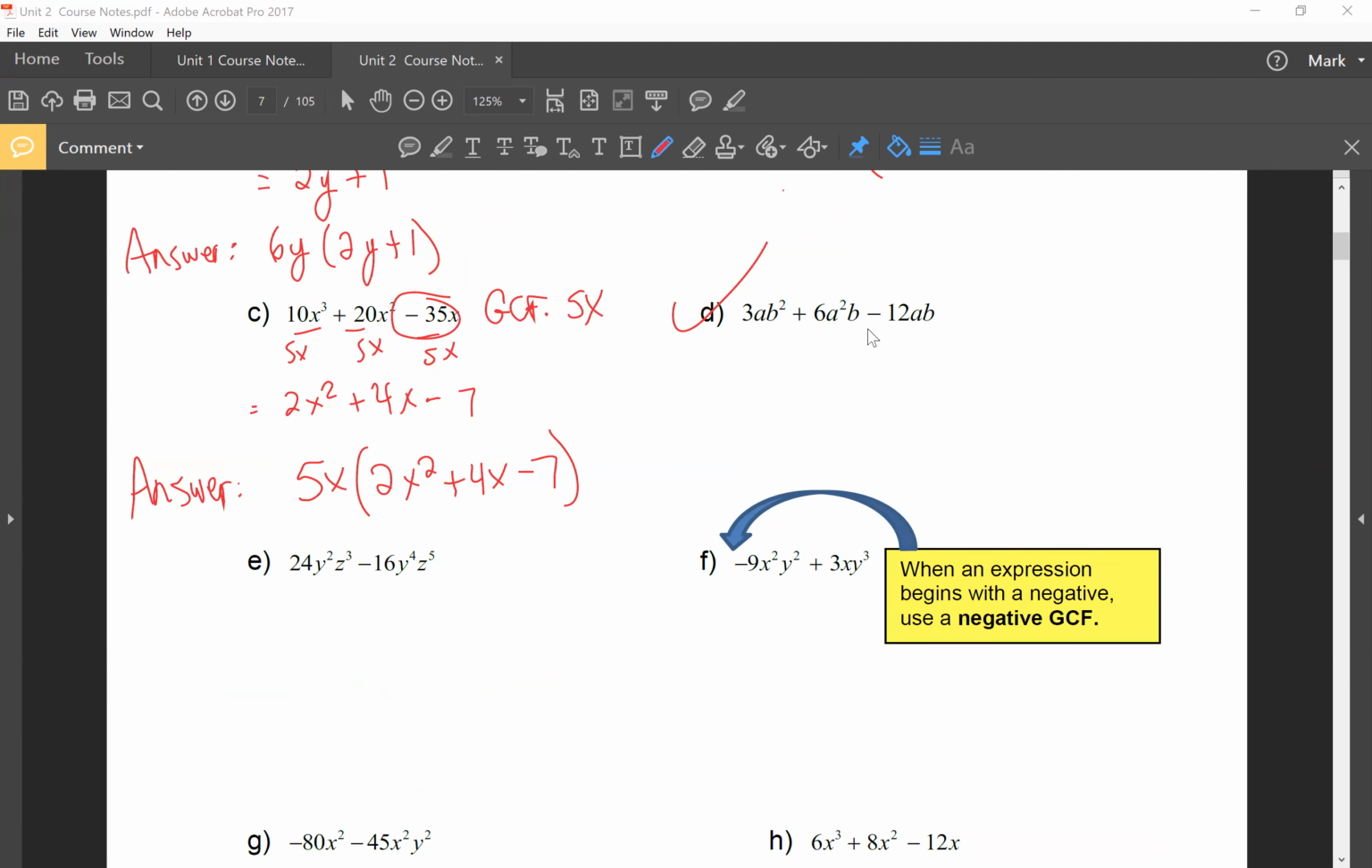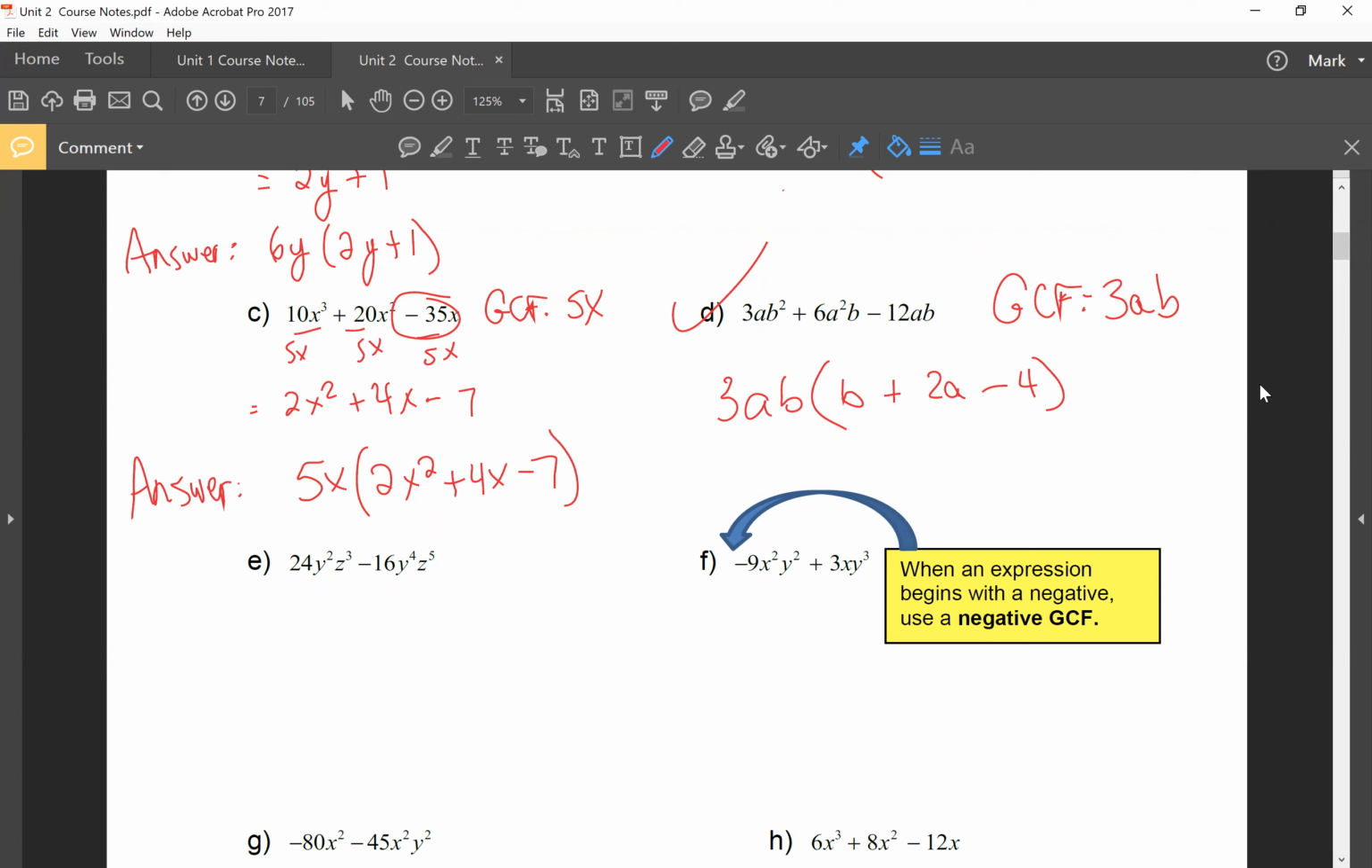Okay, so D. I do like these. It's like solving a little puzzle. I can take a 3, I can take an A, and I can take 1 B. So 3AB, what I'm left with is just a B. I'm left with 2A, and I'm left with a -4. All right, so that's the answer for D.